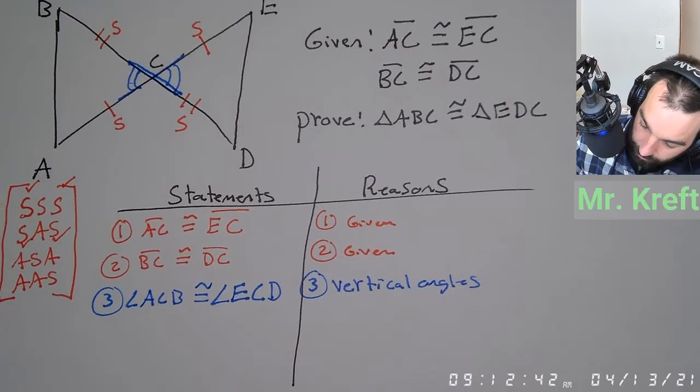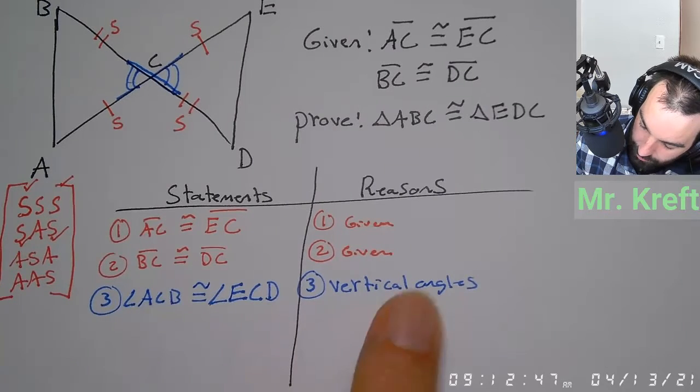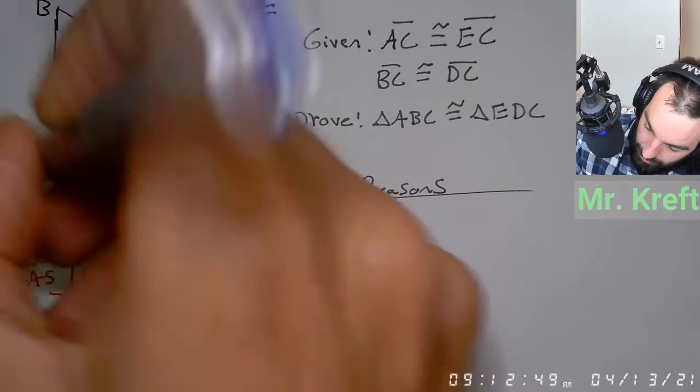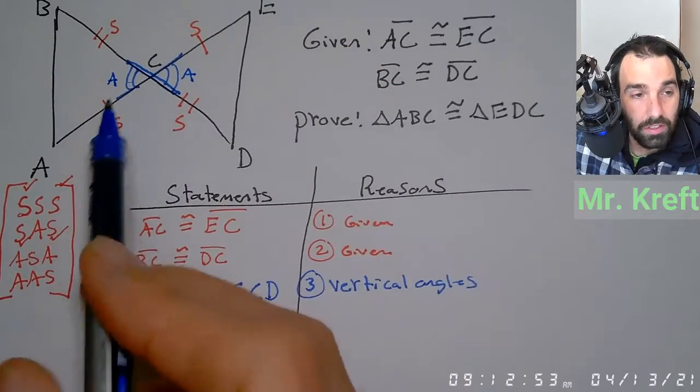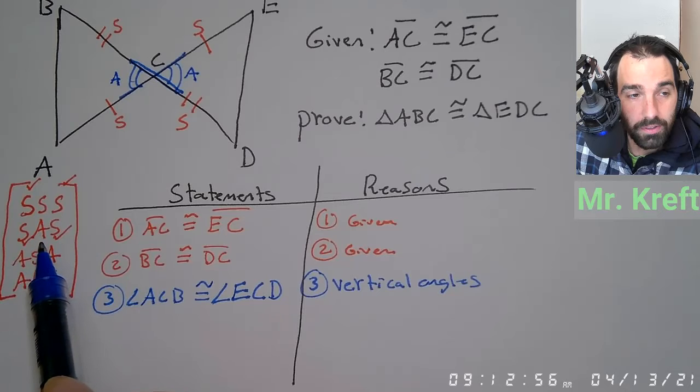All right, so let's see here. I have vertical angles, so I'm going to add in, I got A here and A here. Now I'm taking a look, and I got that extra angle in here.